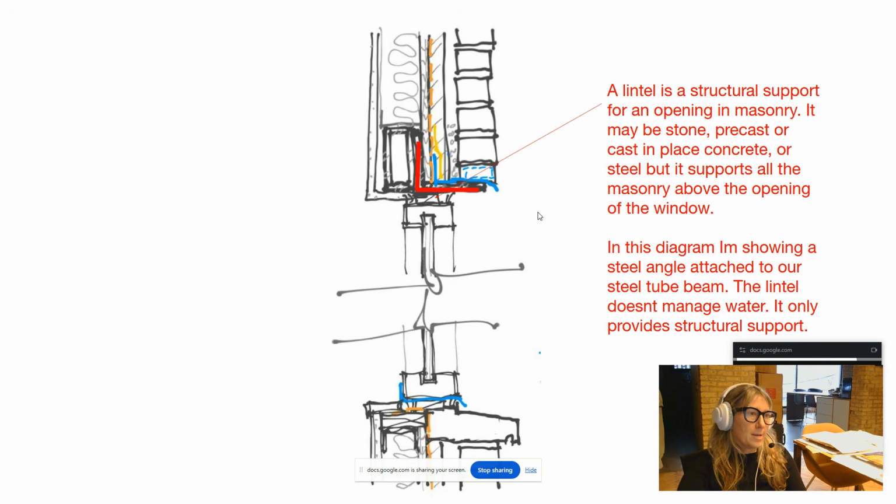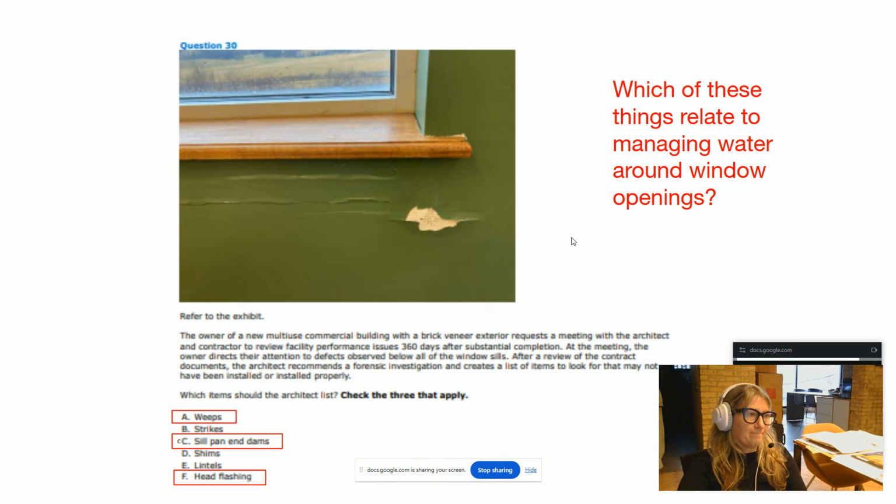It could also be stone or something like that. But in our case, we're showing steel. So again, this is a structural support. It doesn't really have anything to do with managing water. So head flashing, I hope this is an answer because we're at the last one.